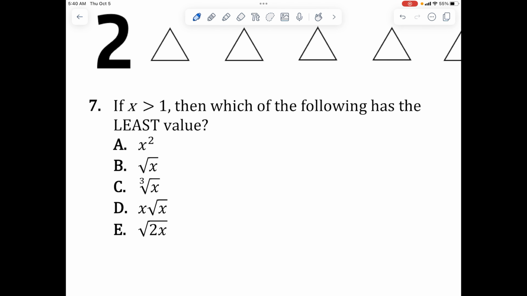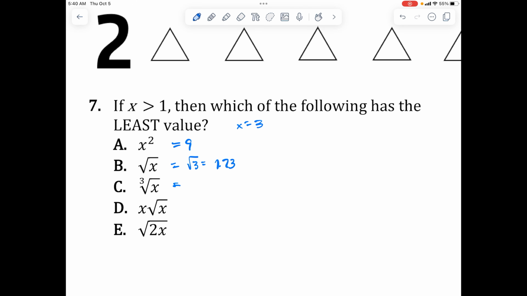If x is greater than 1, then which of the following has the least value? Let's just plug in our numbers. Let's just say x equals 3. So this equals 9, this equals square root of 3, which is a pretty small number, 1.73.